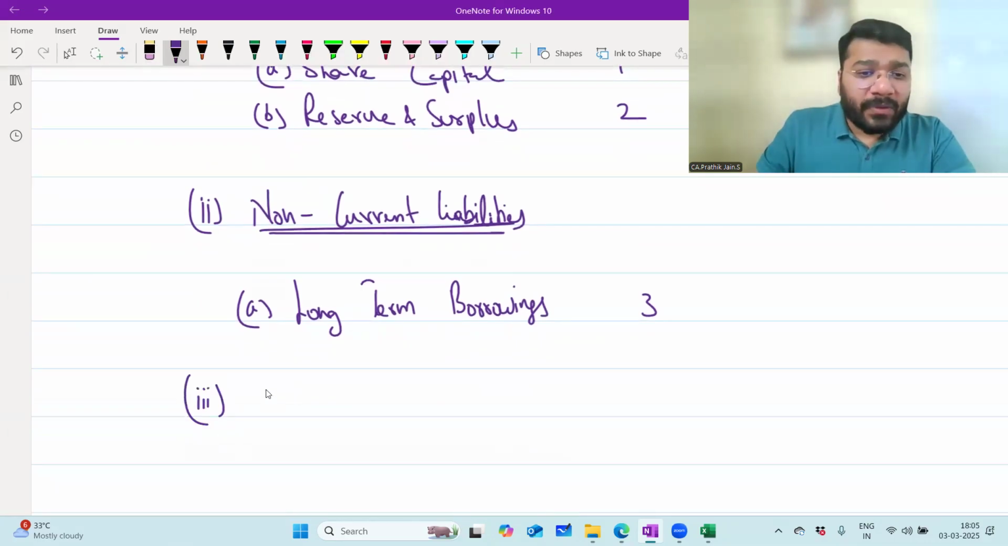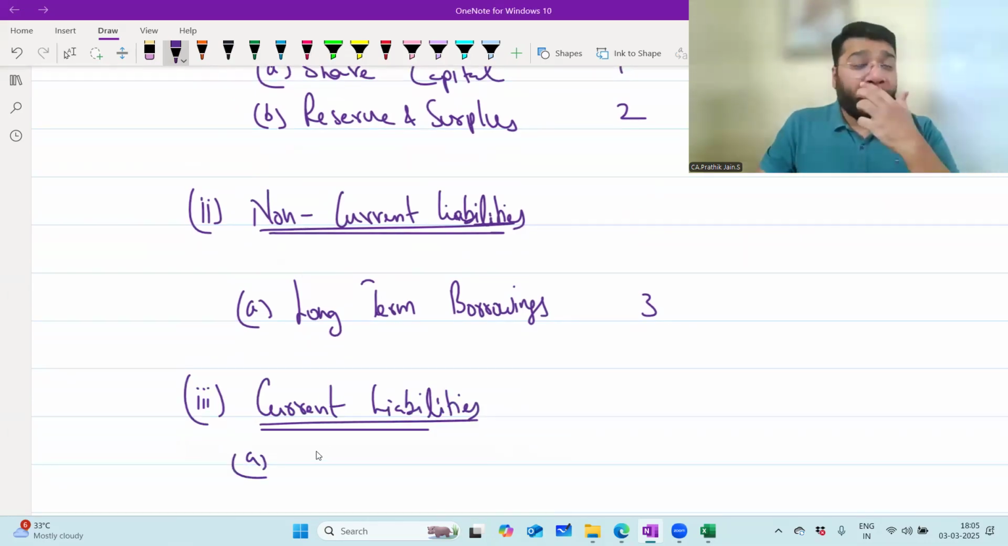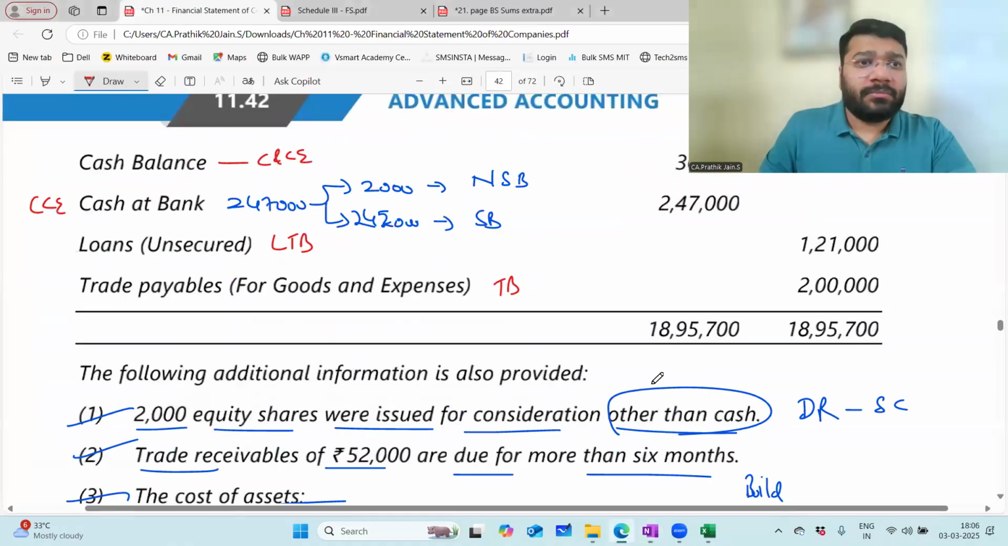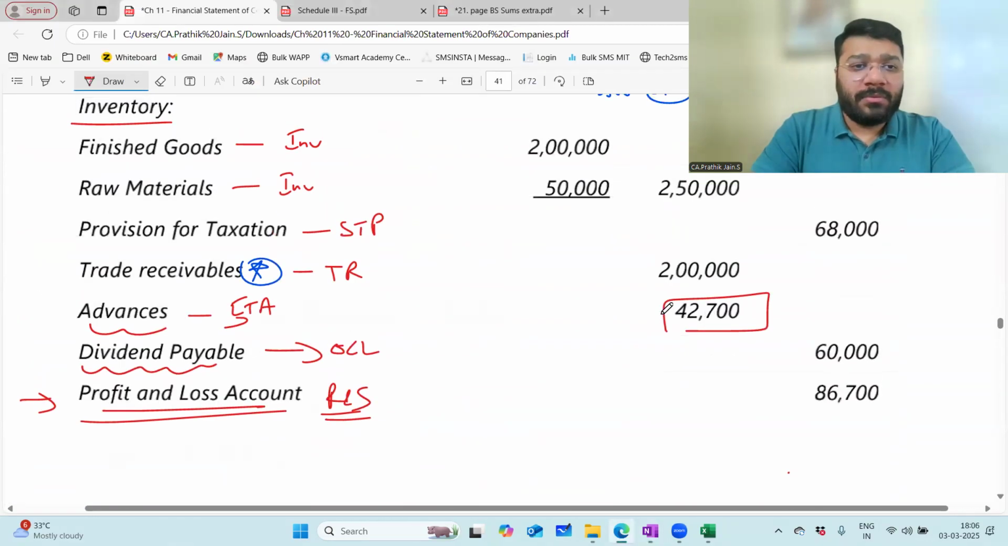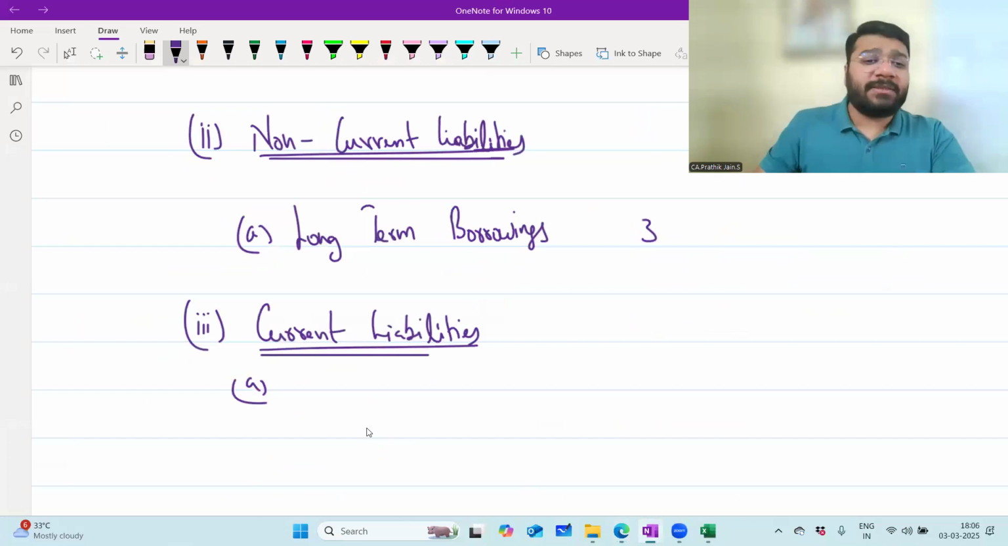Third one is what? Third category. Current liabilities. Under the first one is short-term borrowing. Do we have any short-term borrowing? Advance is an asset. Very short-term borrowing. Short-term borrowing is there? Not there, no. Check and tell me fast. That's what I'm doing.